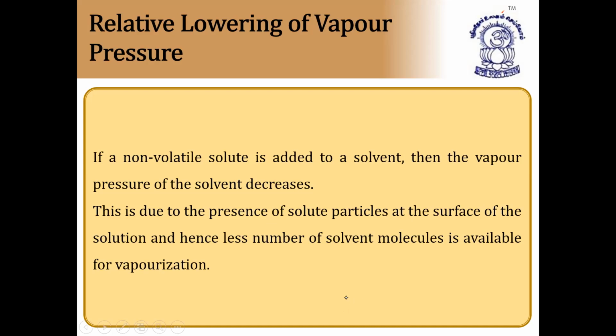Volatile means which can evaporate easily. So to reduce the evaporation, if a non-volatile solute is added, what happens? Automatically the vapor pressure of the solution decreases. So this is called relative lowering of vapor pressure. And from this, what is the formula we are going to get? Just note down.